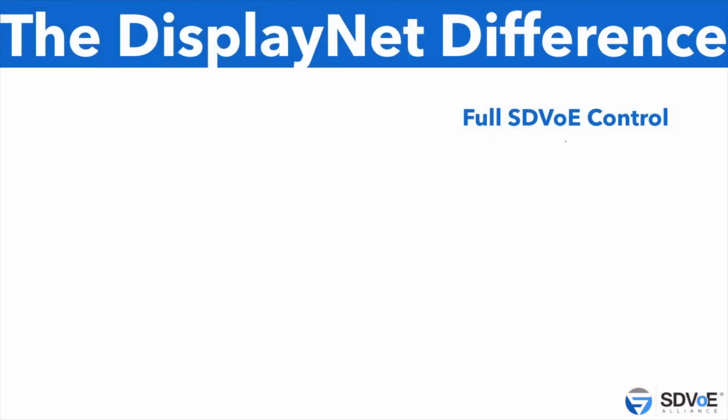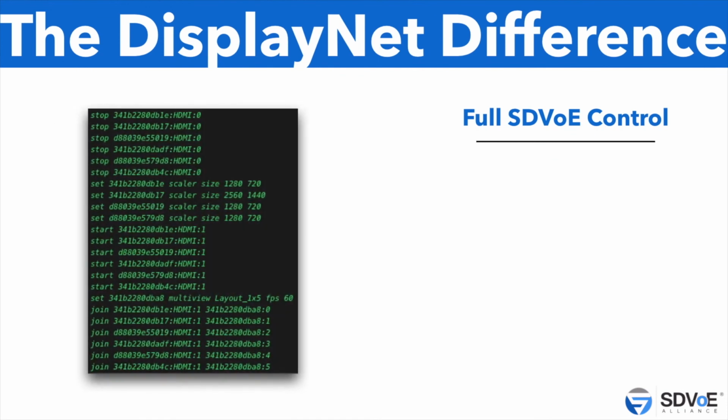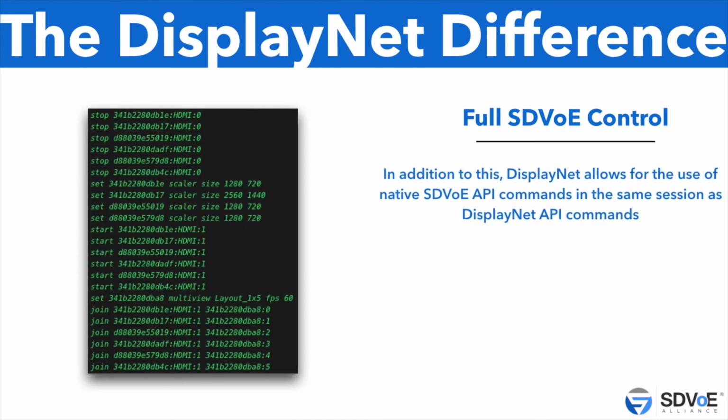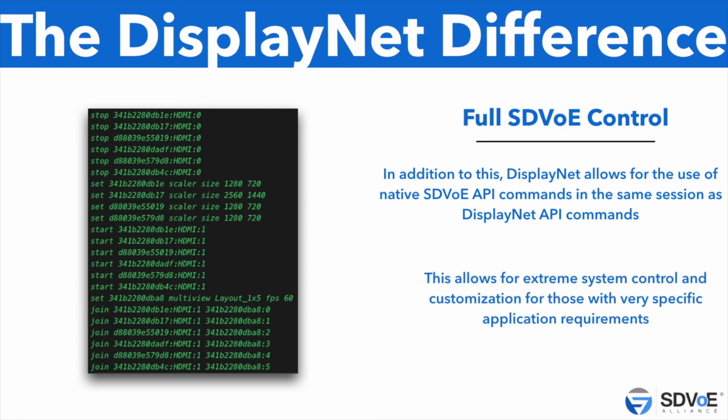That said, let's say you did want to get your hands dirty and get into the SDVoE API and do something that our UI doesn't allow you to do. We let you do that. If you have native SDVoE control commands, you can send them directly into the DisplayNet API in the same session that you're using DisplayNet API commands, and it will take those natively. It allows for extreme system control and customization for those with very specific application requirements. Custom canvas is an example.